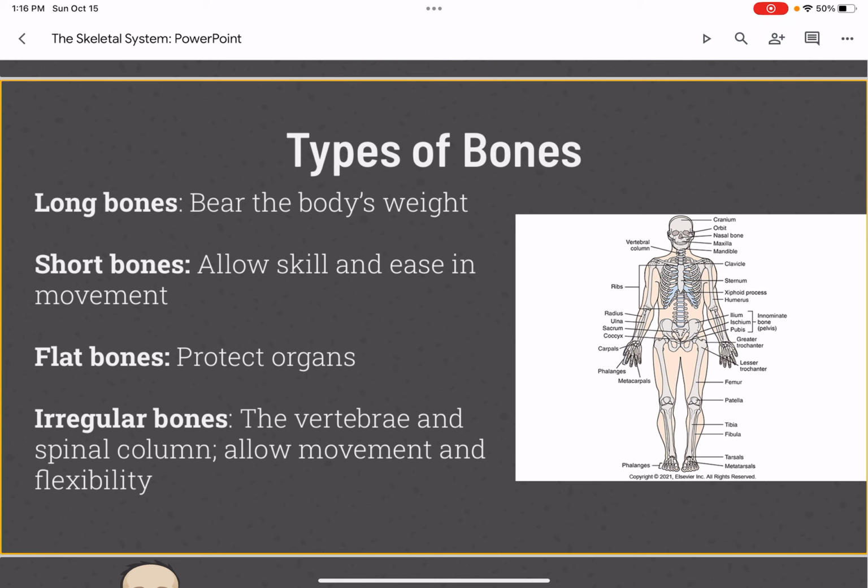Short bones allow skill and ease in movement. Examples are the fingers, ankles, and toes. Flat bones protect organs, for instance, the ribs, pelvic bones, and shoulder blades. And finally, irregular bones are the vertebrae and spinal column, which allow movement and flexibility.